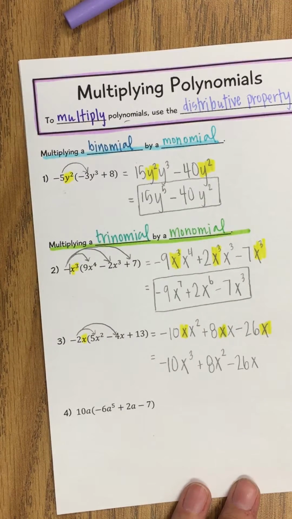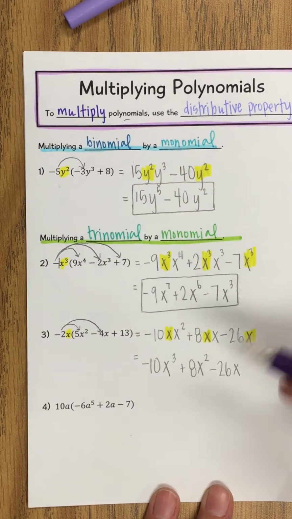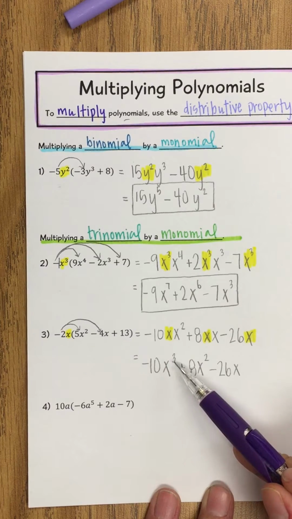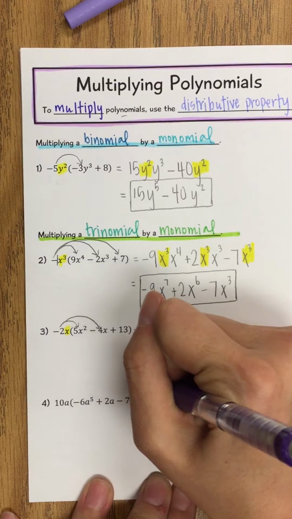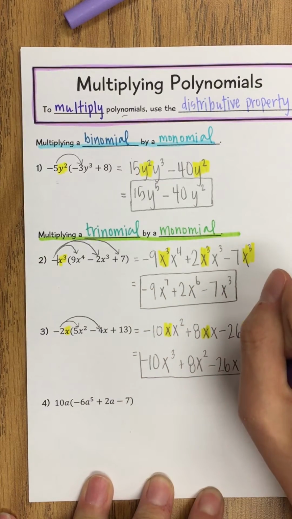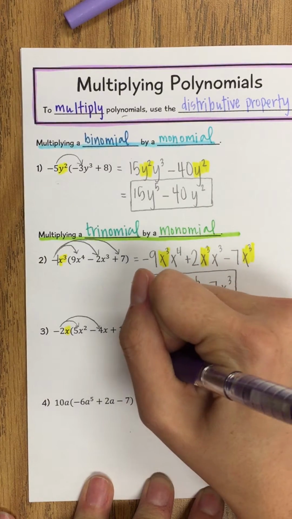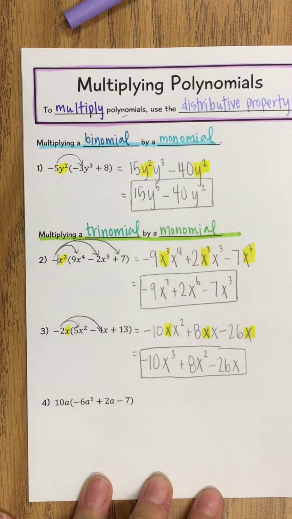Before I box this time, I'm just going to verify that I'm in standard form. I am. My exponents go 3, 2, and 1, so I feel good about boxing him up as my final answer. Uh-oh, had to make that guy higher.